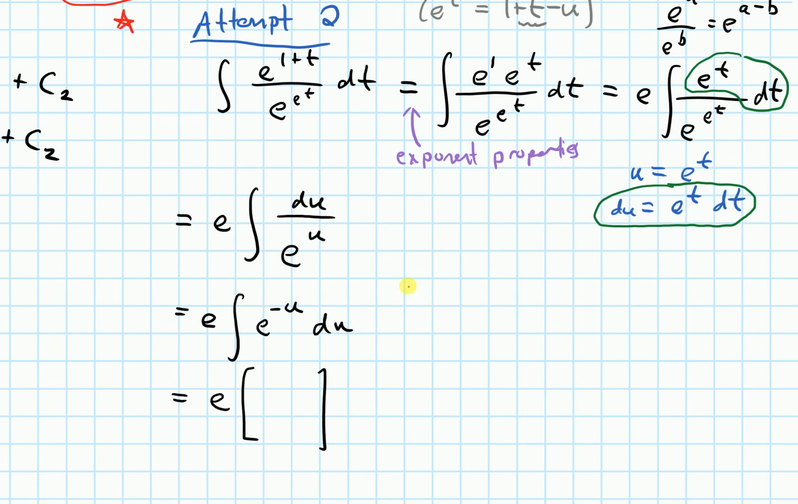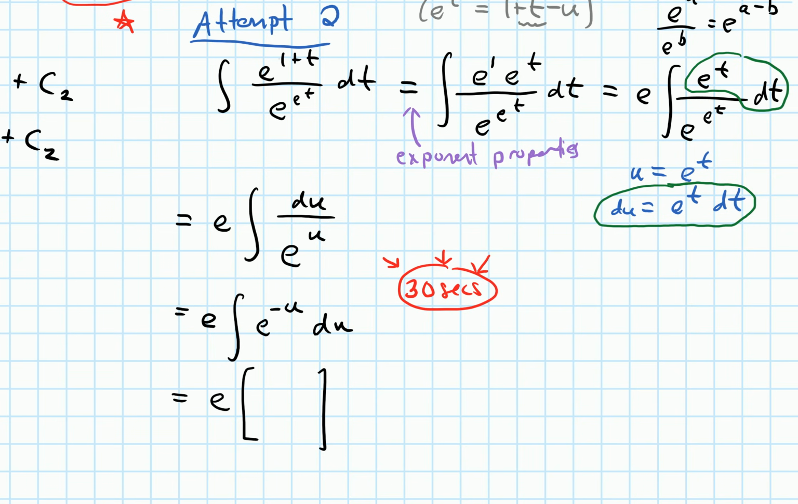Pause the video for 30 seconds if you haven't gotten to this point already, and try that antiderivative. You might have to do a little bit of guess and check. 4, 3, 2, 1. Pause that video. Pause it for 30 seconds to try this. Alright, so hopefully you did that.